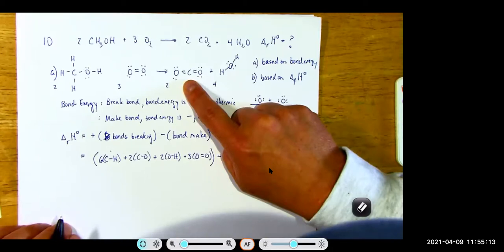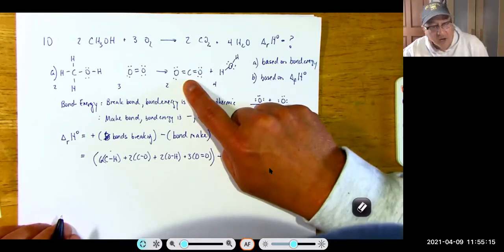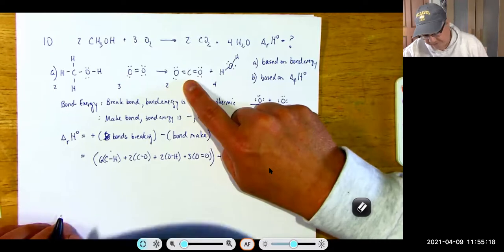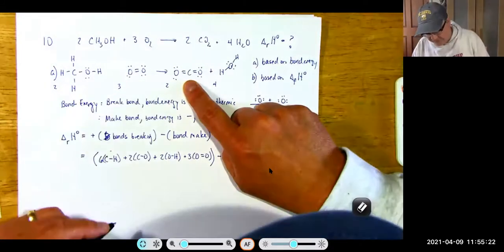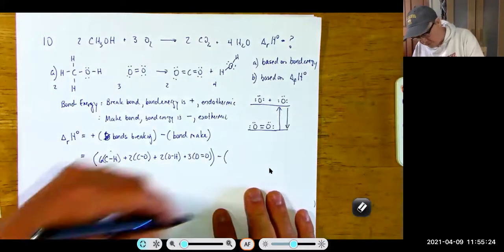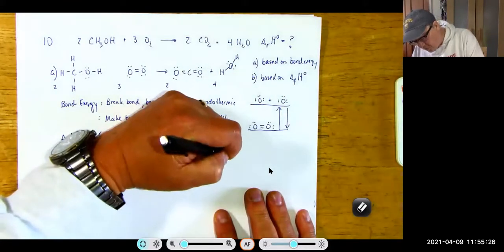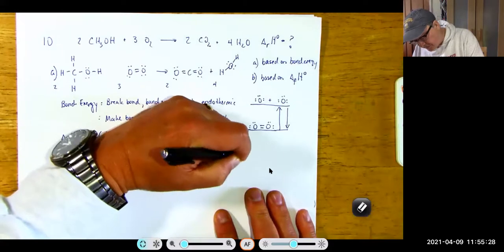How many carbon-oxygen double bonds? Yeah, 2. And since we have 2 molecules, how many is that total? 4. So we're going to put 4 times carbon-oxygen double bonds.